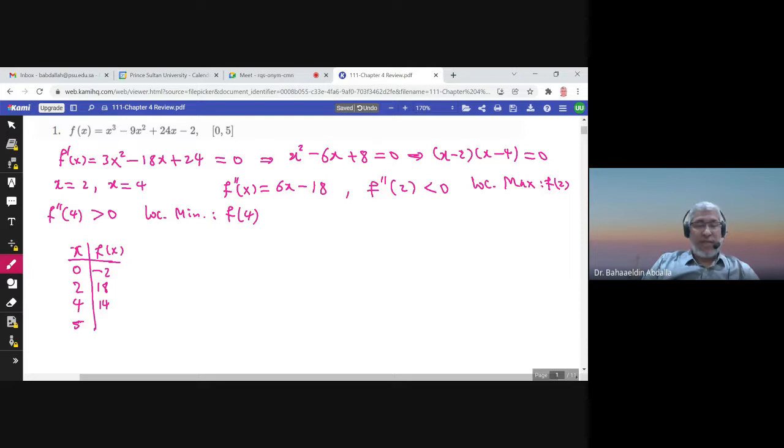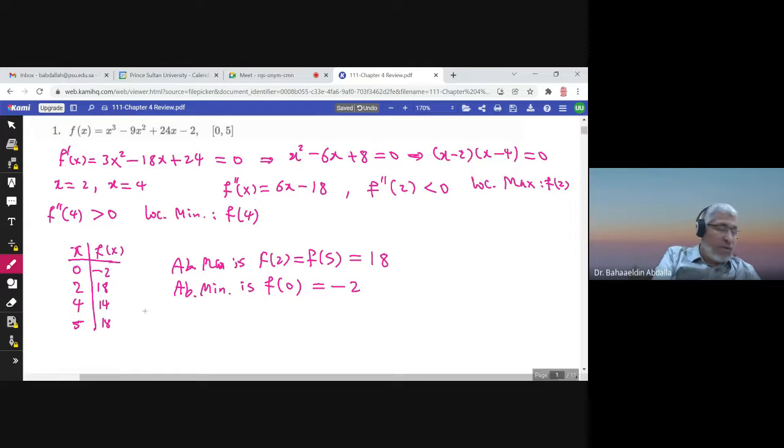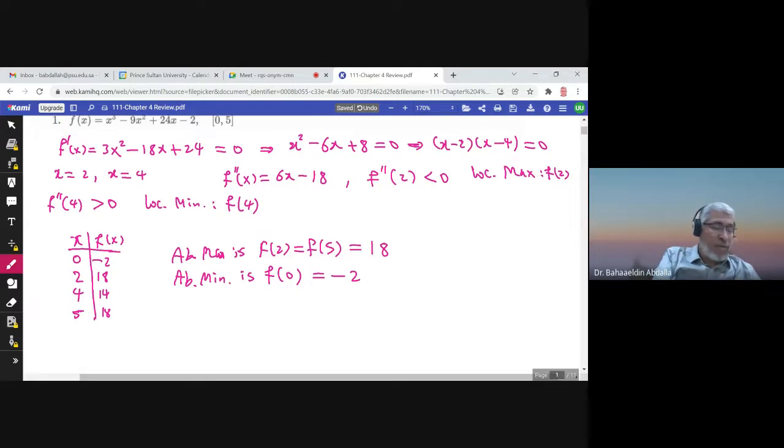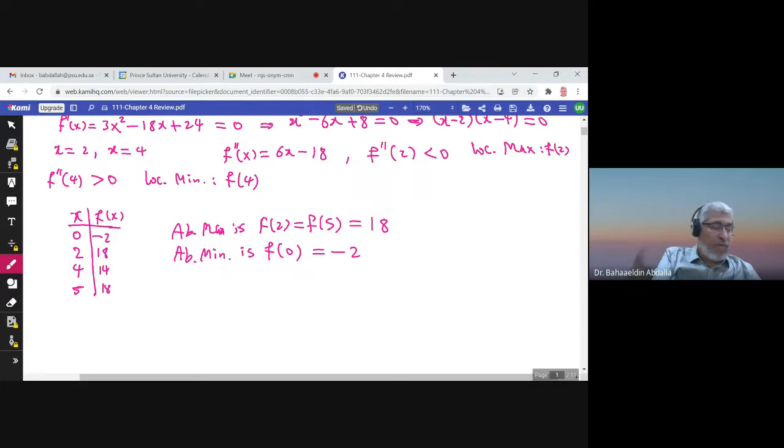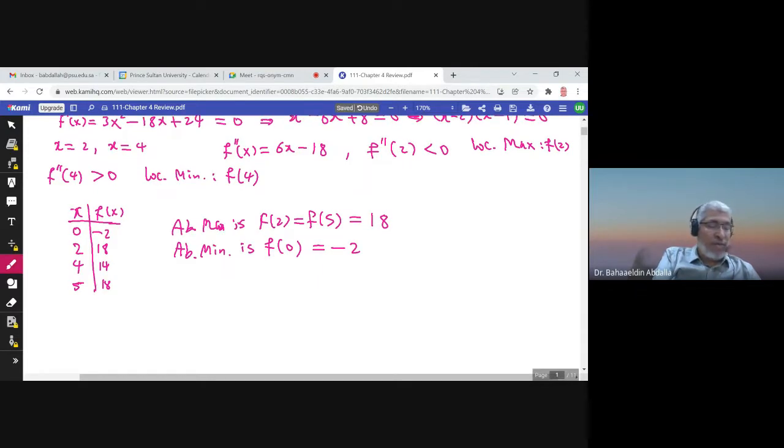and that's 18. So what is the conclusion? Well, the absolute maximum is 18. I can write it f of 2, and it is also equal to f of 5, which is 18. That's the absolute maximum. And the absolute minimum is f of 0, which is negative 2. So these are the absolute maximum and the absolute minimum for the function. And also we found the local maximum and the local minimum.